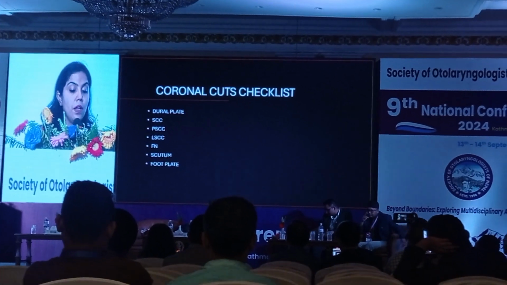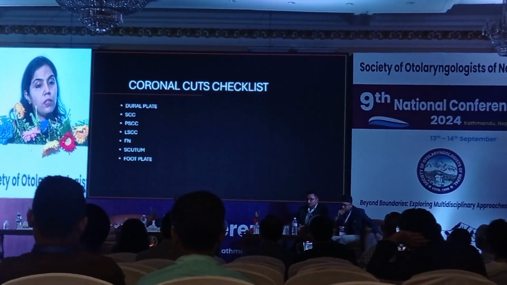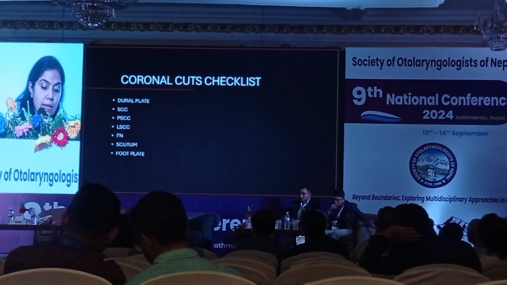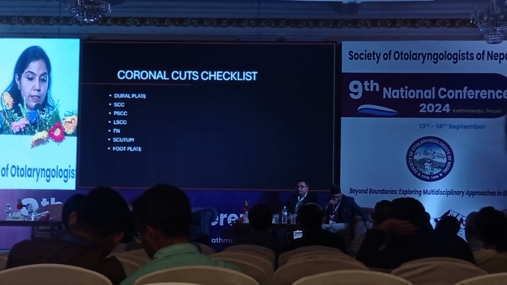For the coronal cuts, the checklist should be the dural plate, the semicircular canal, the septum, and the footplate. Dural plate and septum are possibly the most important landmarks which we do not see in the axial cuts, and we should look for them in the coronal cuts checklist.